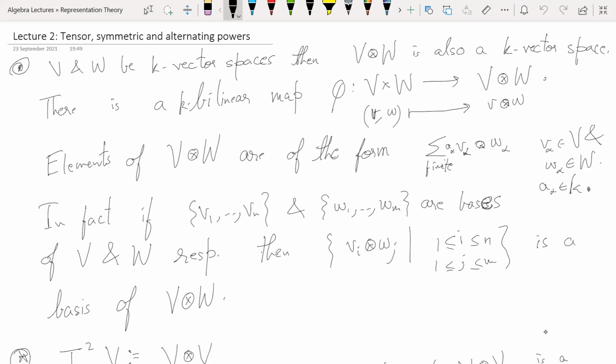Or, more concretely, you can think of it as the vector space generated by symbols v_i tensor w_j, where v_1 to v_n forms a basis of V and w_1 to w_m forms a basis of W. Of course, if you change the basis, you get a new set of bases for V tensor W, but the elements don't change.